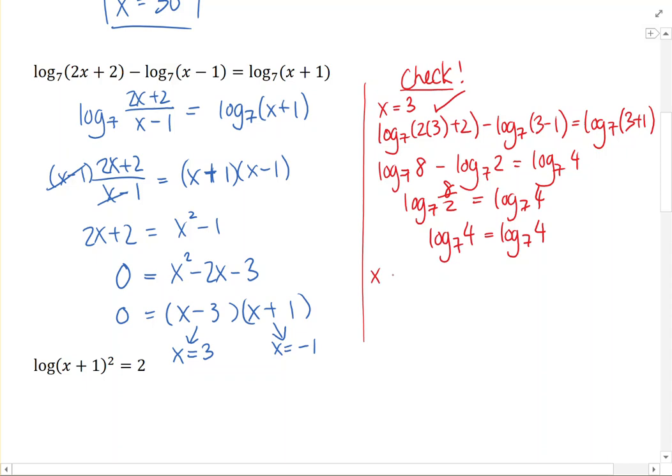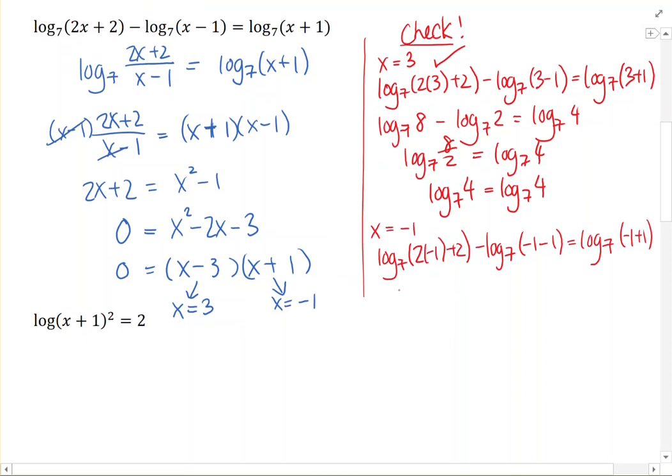Now let's take a look at the next one. When x equals -1, we have log 7 of (2 times -1 plus 2) minus log 7 of (-1 minus 1) equals log 7 of (-1 plus 1). When we simplify this, we have log 7 of (-2 plus 2), that's 0, minus log 7 of -2 equals log 7 of 0.